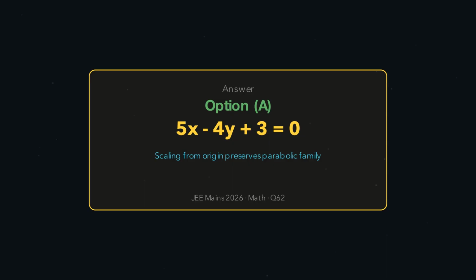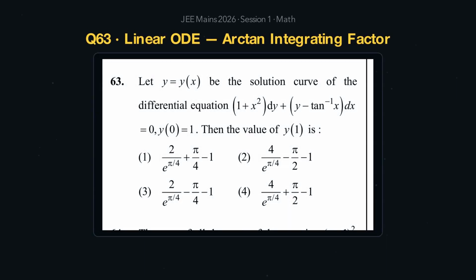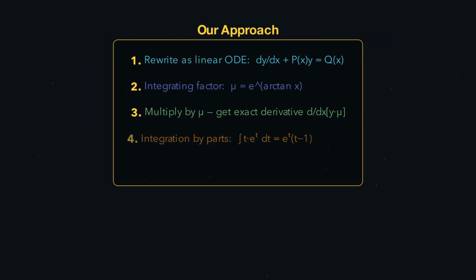just rescaled. A differential equation with an arctangent twist and a clean initial condition. We need to find y of 1. Here's our approach. First, we'll rearrange into standard linear ODE form.